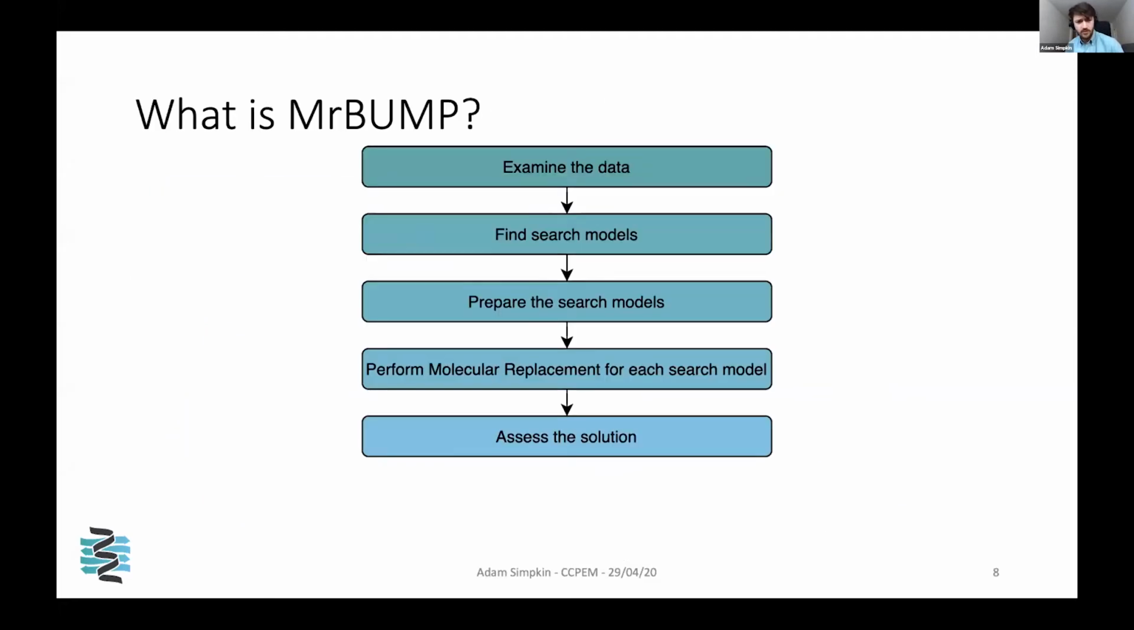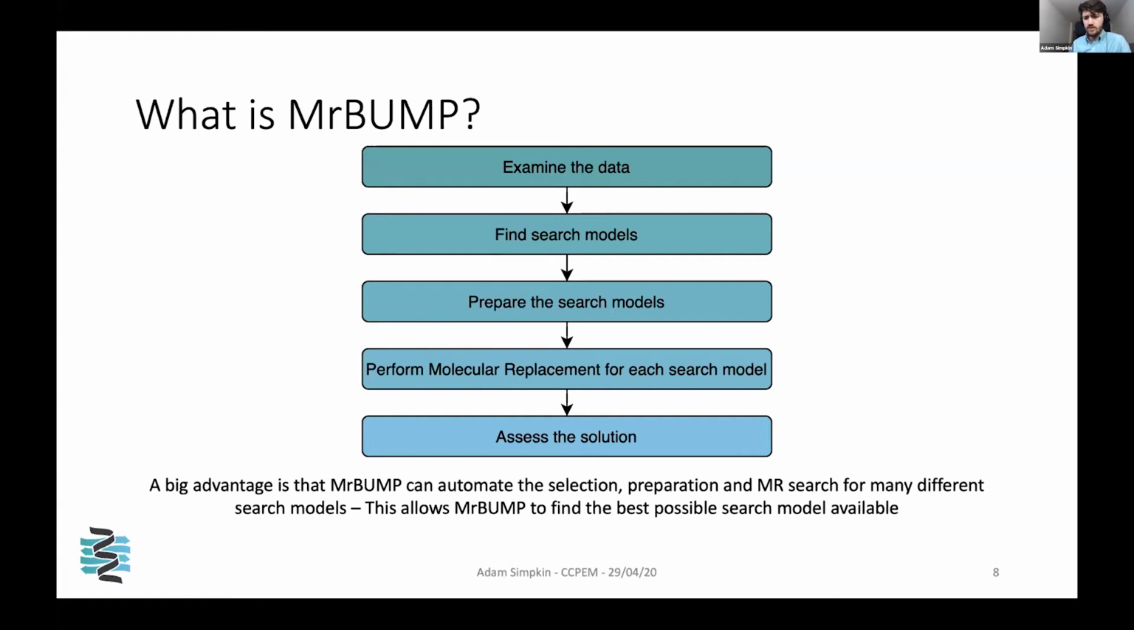The final thing that I'm going to talk about is what actually is MrBUMP. Well, MrBUMP is a pipeline that goes through the entire molecular replacement strategy. It starts by examining the data. It then goes on to find a load of search models. It prepares these search models, and it performs molecular replacement for each search model before assessing the output solutions. The key advantage of MrBUMP is that it can automate all of these different steps, and this allows it to try and find the best possible search model available by running everything in parallel.